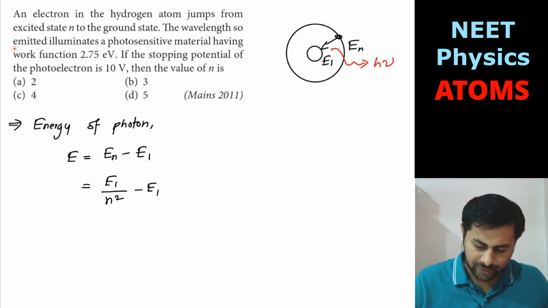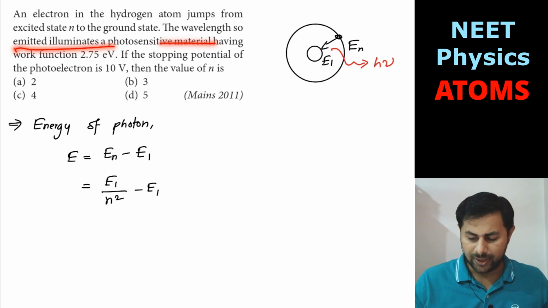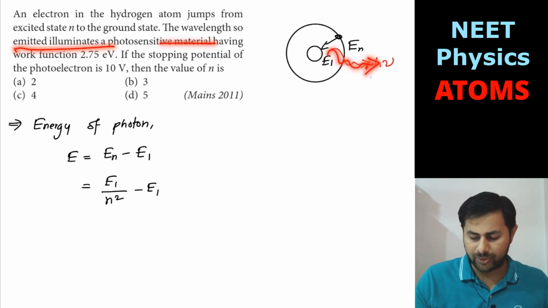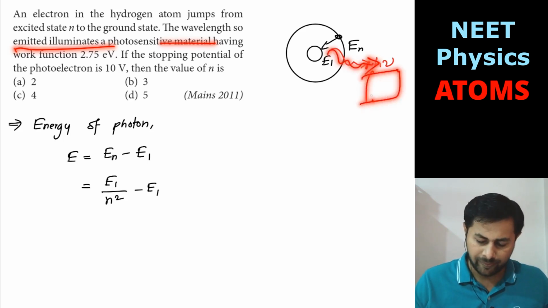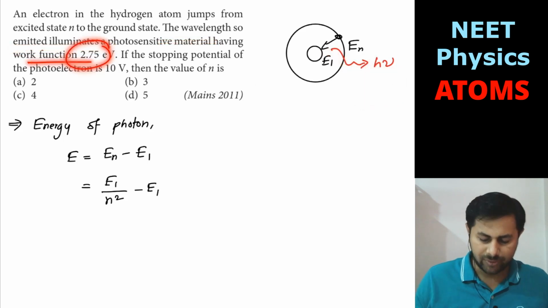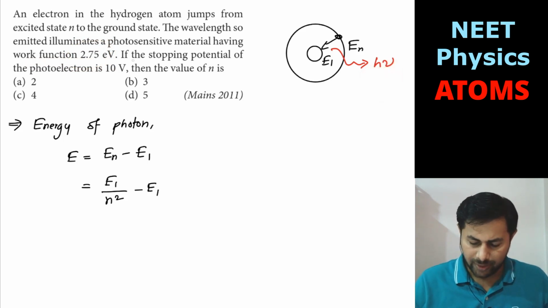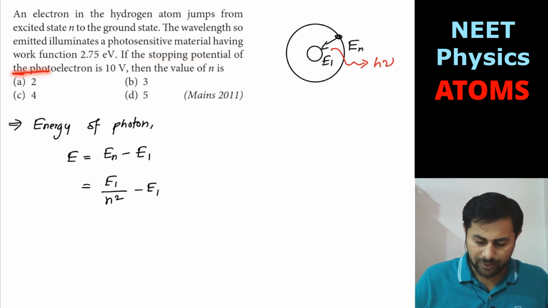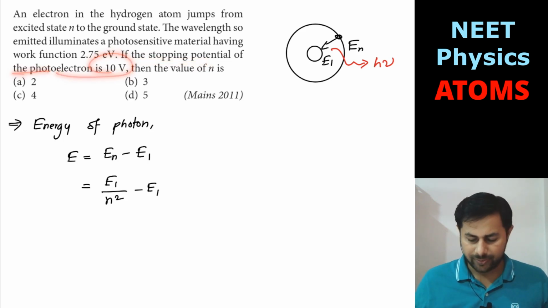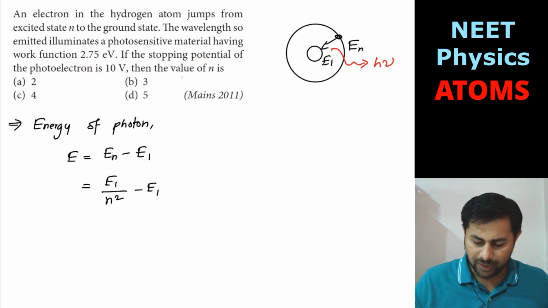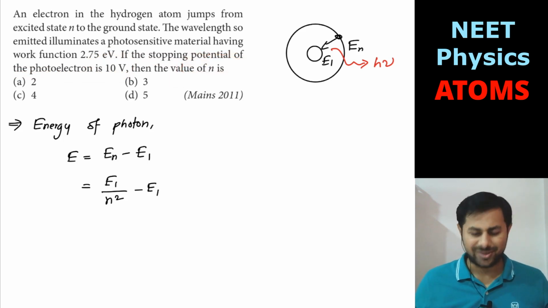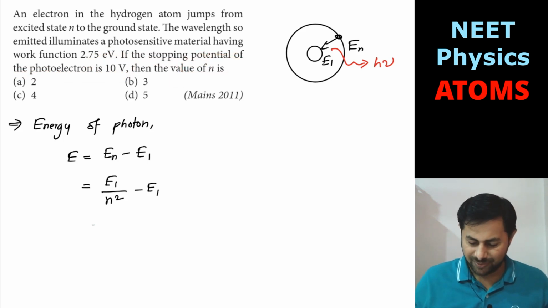And the emitted wavelength illuminates a photosensitive material. So this emitted photon strikes a photosensitive material having a work function equal to 2.75 electron volts. So the work function of that material is 2.75 electron volts. If the stopping potential of the photoelectron is 10 volts, then the value of N is, what is N? Okay, this is the question. All right, so then you can take E1 common from here.